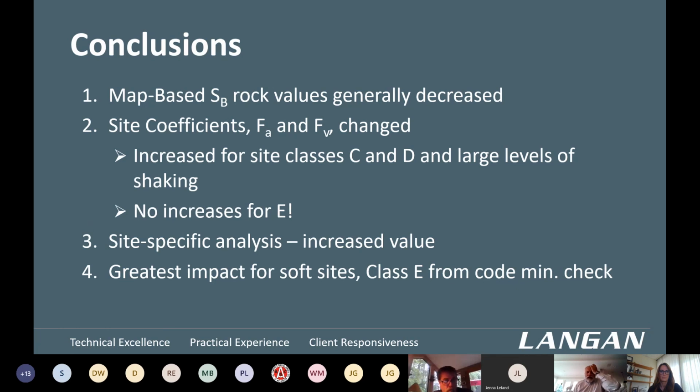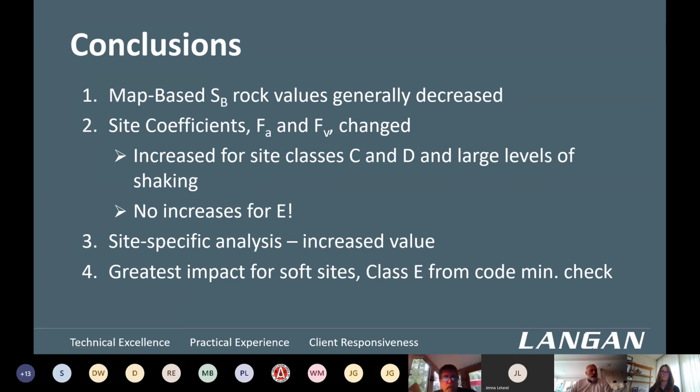Next. Kind of give you a quick conclusion of what we've discussed. The mapped base values, which are for this reference rock, have generally decreased. That's because the factors that we are now using for site class B are a little smaller than before, and more appropriate. We know that the factors for other site classes, C and D, these Fa and Fv values, have increased for site classes C and D at large levels of shaking.